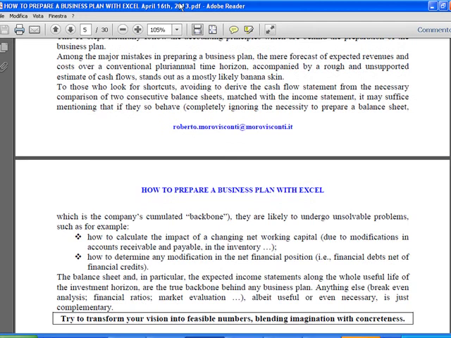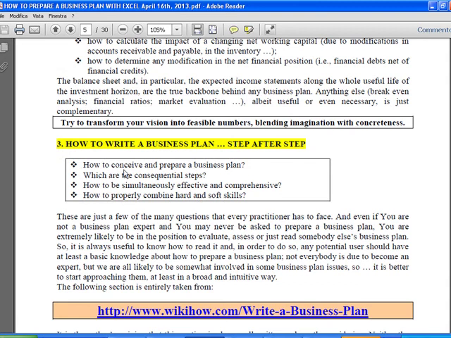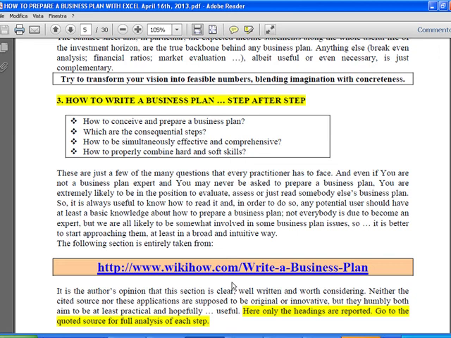Also, you have to try to transform your vision, your dreams, into feasible numbers, blending imagination with concreteness. You have here a short introduction how to write a business plan step after step, how to conceive and prepare a business plan, which are the consequential steps, how to be effective and comprehensive, how to properly combine hard and soft skills: physical items, money, machines, production and imagination, intangibles, know-how, knowledge. You can have a source from WikiHow, write a business plan, and we report here only the headings. You can go to that web file for any analytical introduction.